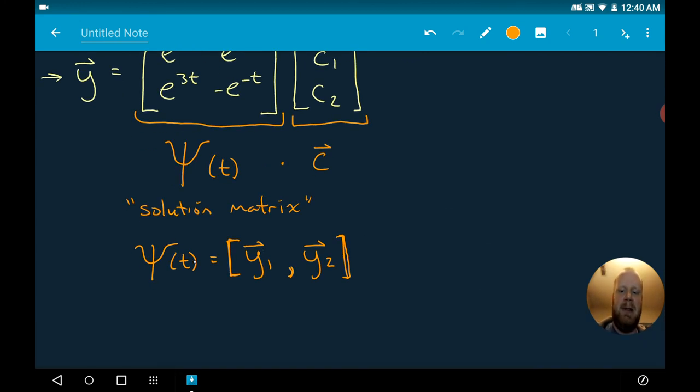So in summary, we can say that this solution matrix uses the solutions y1, y2 as columns in a matrix.